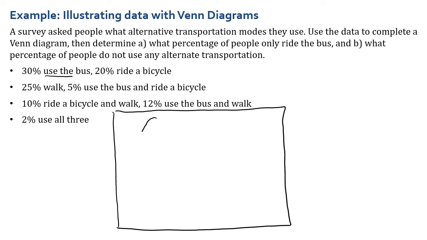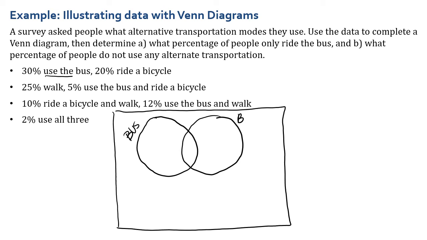So let's organize this. We're going to have 3 different sets. We've got the bike, the bus, and the walk. So again, I always start in the middle. So 2% use all 3. So in the overlapping of all 3 circles is where that 2% comes from.